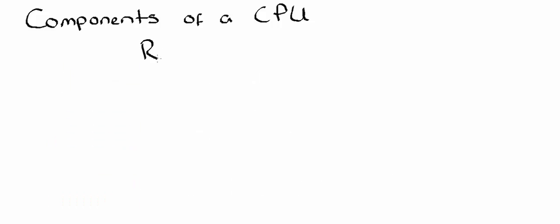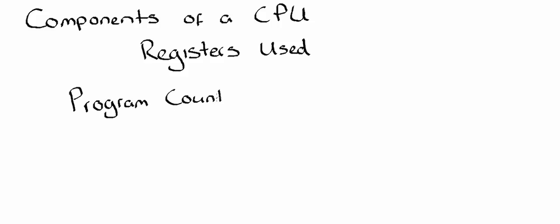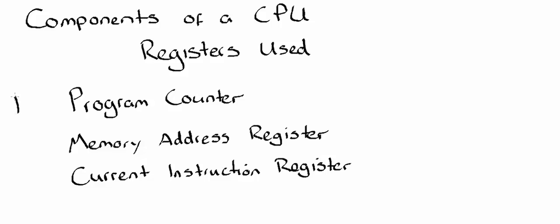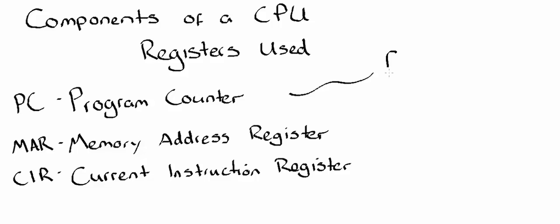In terms of registers, there are 3, again, that you need to be aware of. The first one is the program counter. There is then the memory address register, and finally the current instruction register, and those are just summarised by their acronyms. You can think of these registers as being future, present and past.